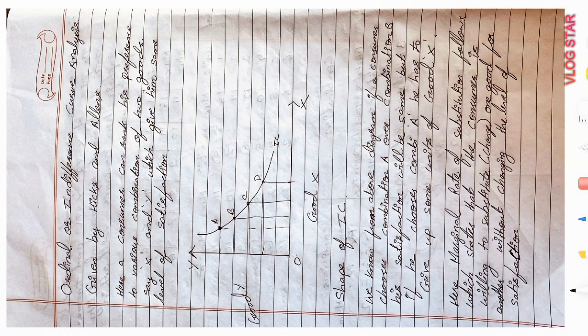So now we'll be moving towards part 2 of the same topic. Now we'll be talking about ordinal or indifference curve analysis. Ordinal means ranking, which we have talked about earlier as well. It was given by Hicks and Allen. You just need to know it. It's not that it's very important or something like that. You just need to know it was given by Hicks and Allen.